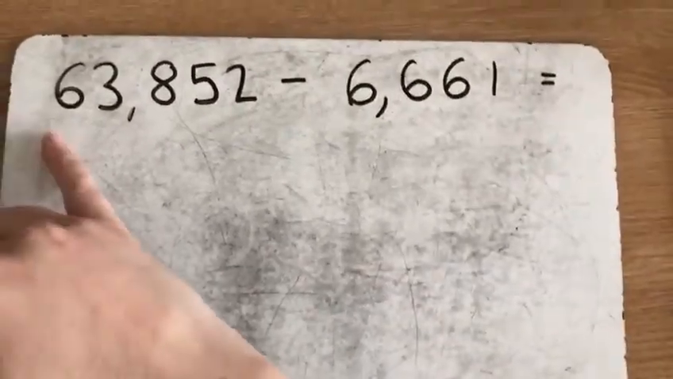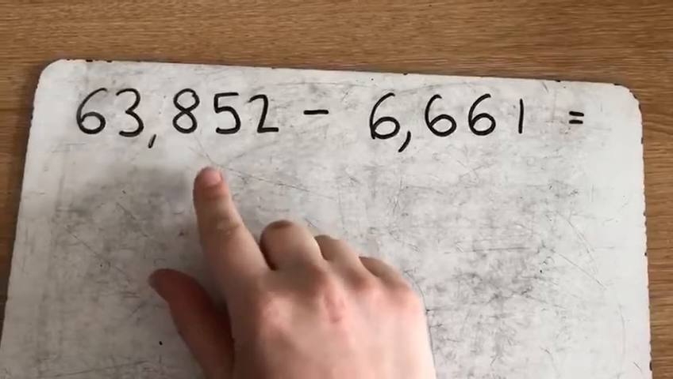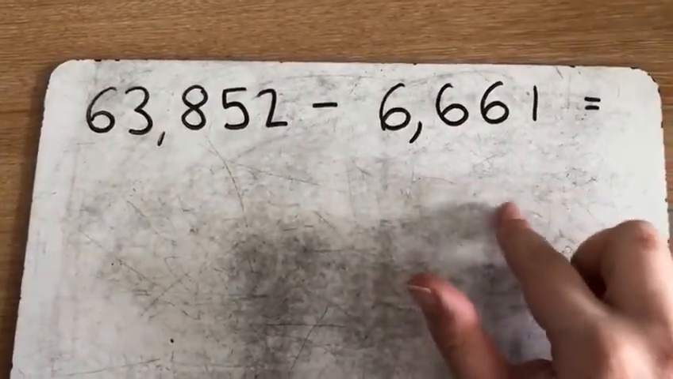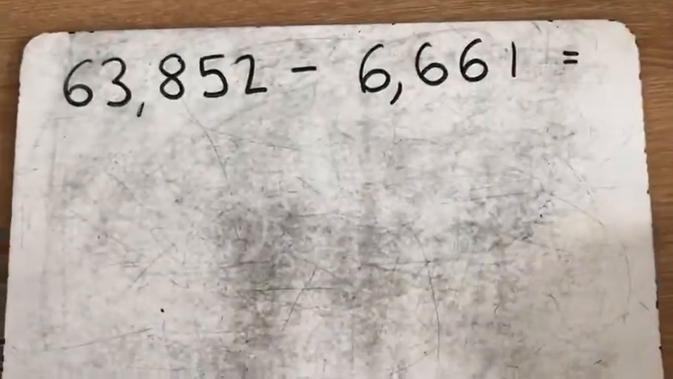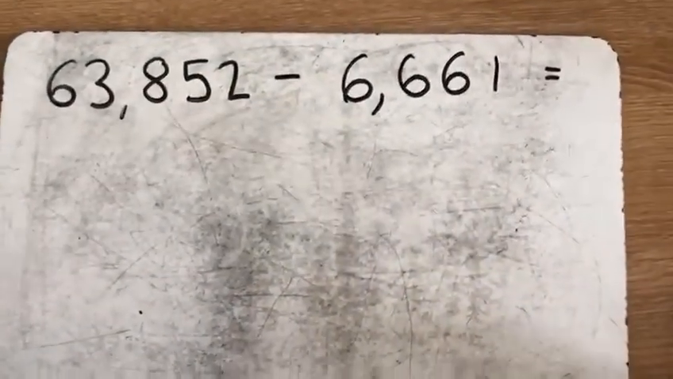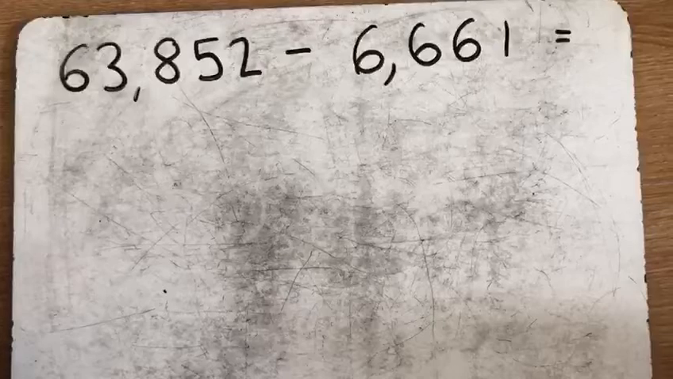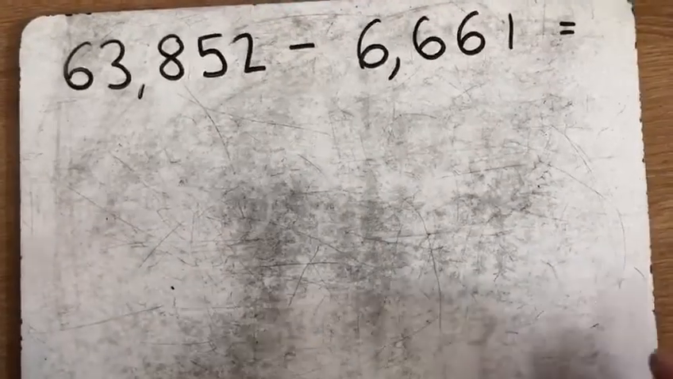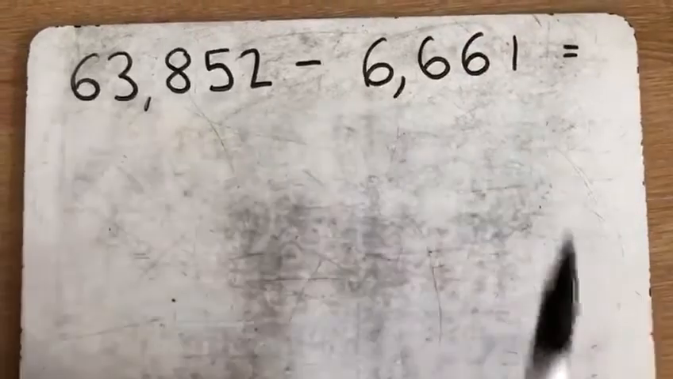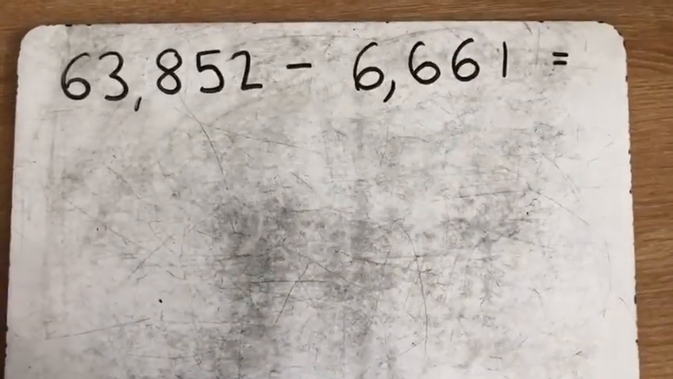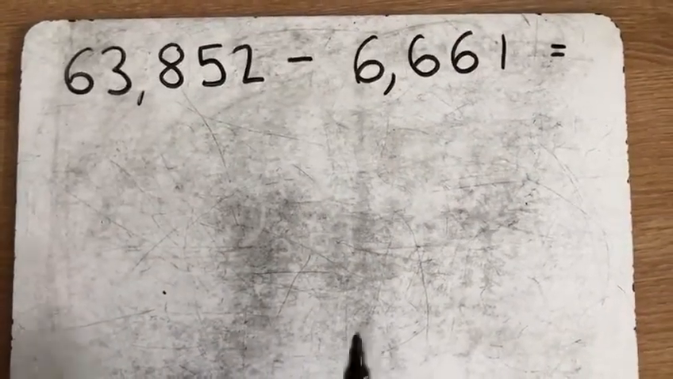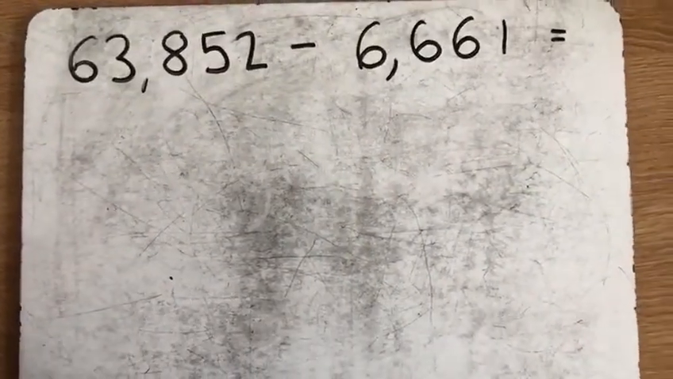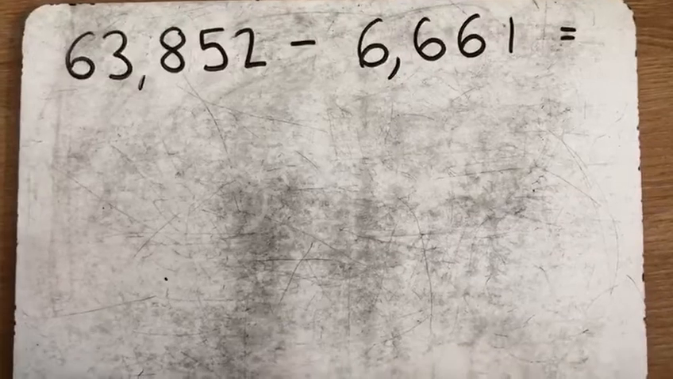We have 63,852 minus 6,661. So 63,852 minus 6,661. That's my first step done. I'm quite clear on the place value of all of the digits in these numbers because I've just read it out loud, and I'm clear on what I need to do because I've identified the symbol in the middle of the equation. So now I need to move on to step 2.